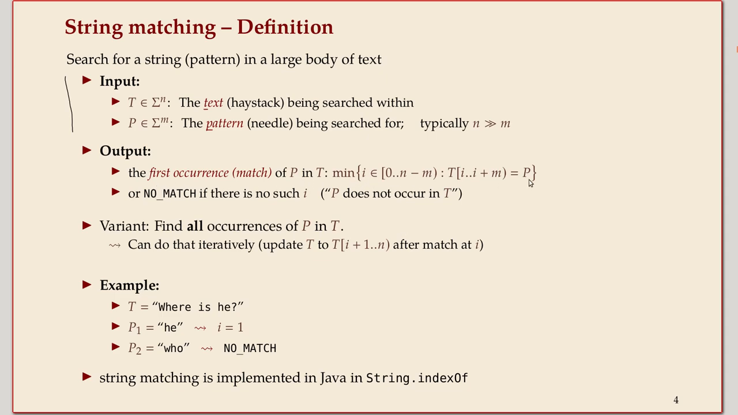What happens if the thing doesn't occur in the text? Then we can't really return the position of the first match. Then we just return the special no match or -1 or some error code. All right. I probably should have done this as a question, but here's a small example. The first match of he in where is he is not actually here, but right here. That's why i is 1. The return value is 1. Remember, we start counting at 0. And well, if you search for something that's not in there, you get no match.